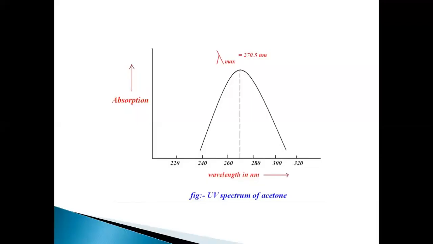First, I've told you absorbance versus wavelength. I'm increasing the wavelength, and the absorbance is recorded on the y-axis. As the wavelength is increased, at one stage there is maximum absorbance, and if you still increase the wavelength, it decreases. Only at one particular point is there maximum absorbance. That is lambda max, the maximum absorbance at this particular wavelength.